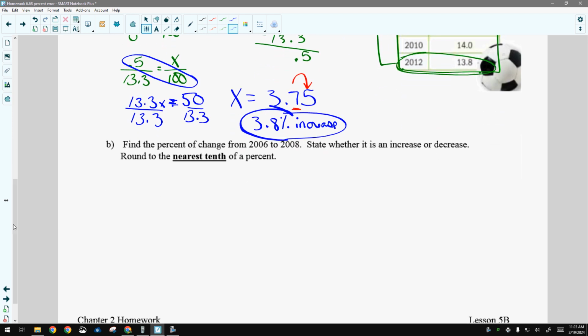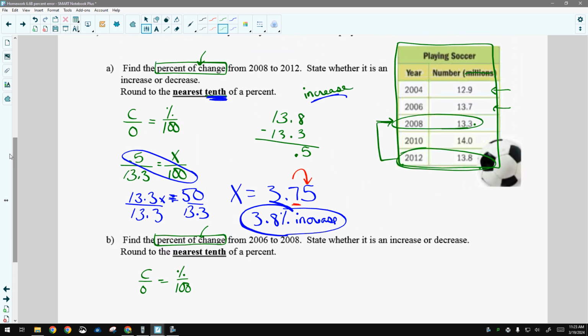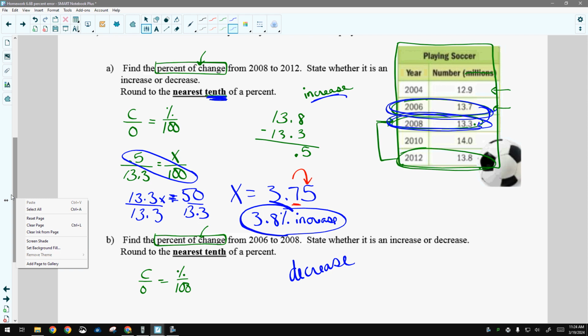Last one. I think this is the last one. Yeah. Find the percent of change. As soon as I see that, I write C over O equals percent over 100 from 2006 to 2008. So I'm still using that same table. This time, 2006 to 2008. I'm going to use a different color. Is that an increase or a decrease? That is actually a decrease. At least if it's on your paper somewhere, we can get credit for that.